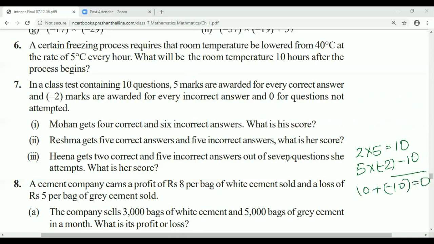And 7 questions she attempted and 3 questions she left. So the number of questions left is 3. So 3 into 0, 0 marks. So 0 plus 0 is also 0. So she is getting 0 marks.